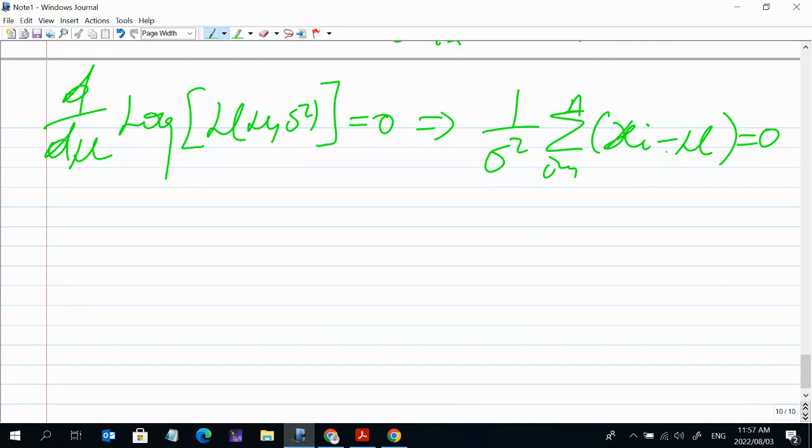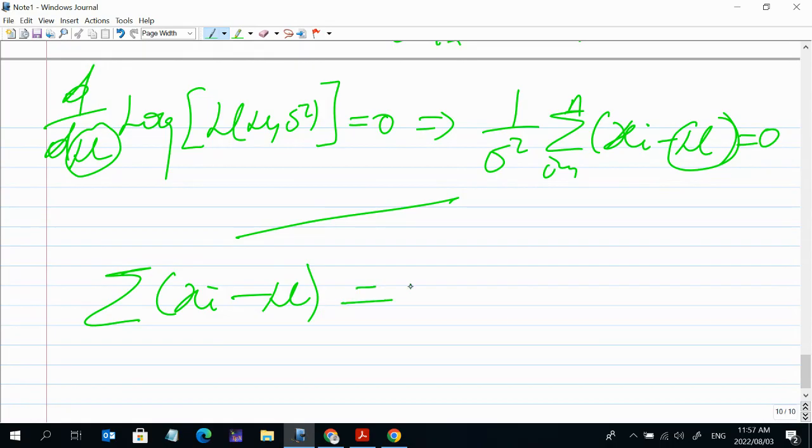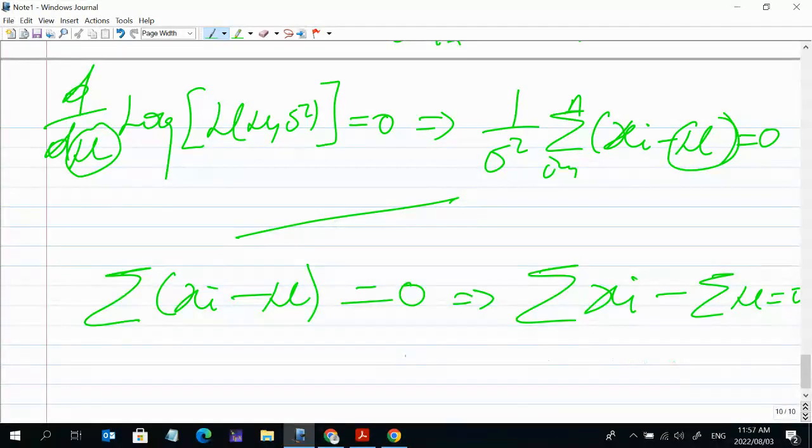So we have this equated to 0. Remember, we differentiated with respect to mu. So sigma squared is a constant. We want mu to be the subject of the formula. So we can multiply both sides by sigma squared to get rid of this constant, because we don't want it. We have summation of xi minus mu, which is equal to 0. So you distribute the summation. We have summation of xi minus summation of mu, which is equal to 0.